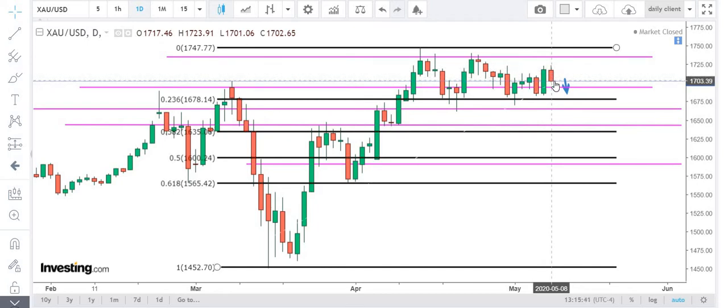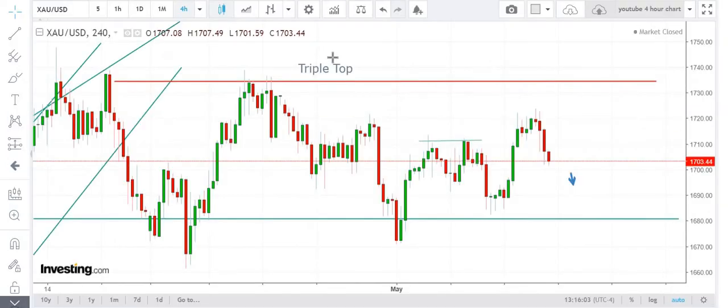Currently we are expecting the prices to revisit 1680 levels, which is the previous bottom over here. Right now we are in short positions and we are expecting the prices to revisit 1680 levels. If you see the 4-hour chart, you can see these four red candles over here. This was a top formation.